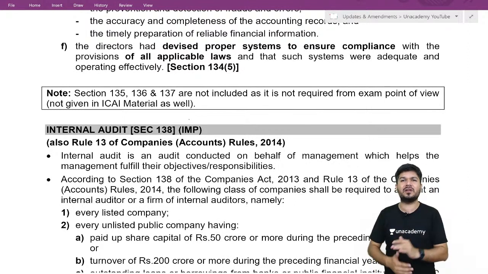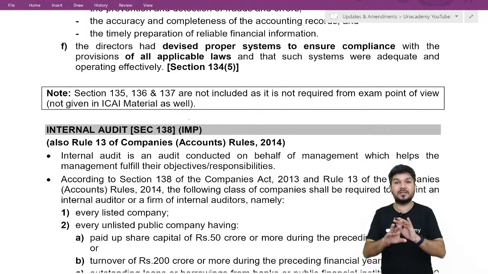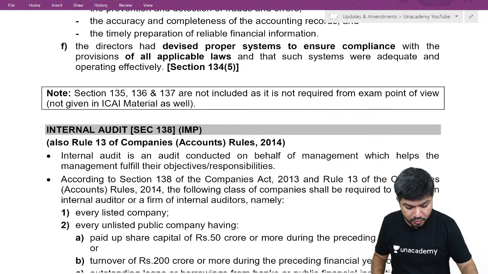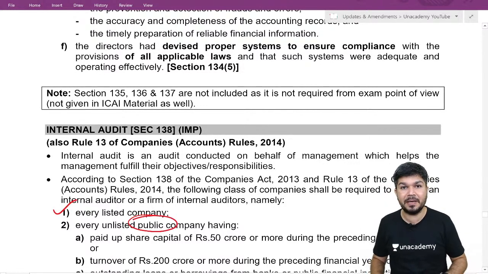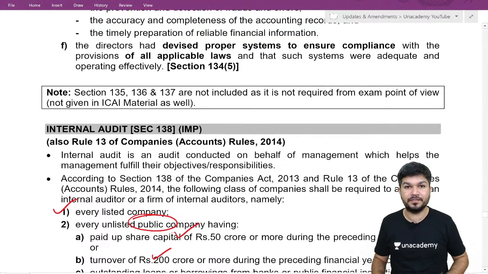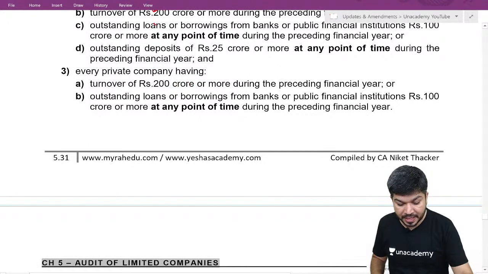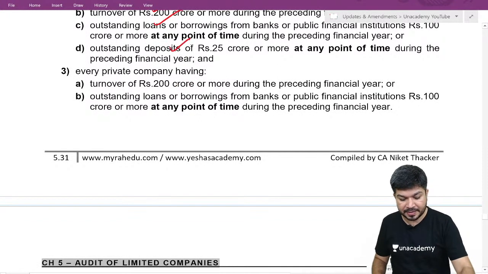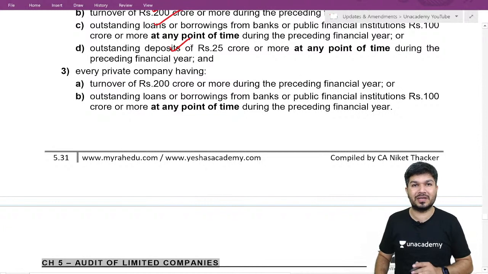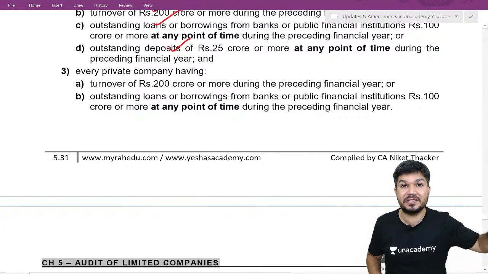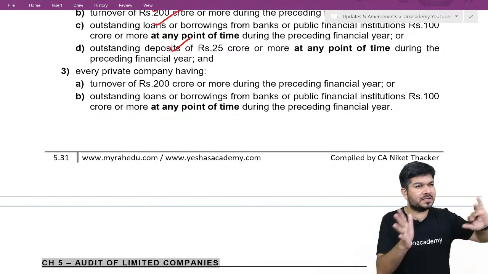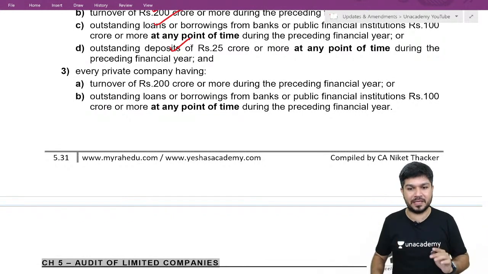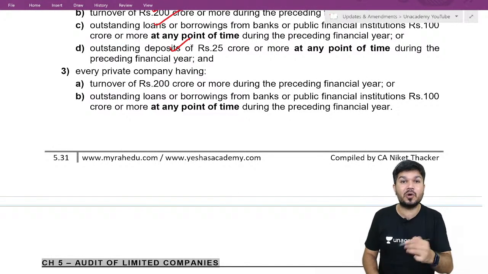Now, sir, whether this internal audit is mandatory for all companies, the answer is no. It's applicable to, one, listed companies, and unlisted public companies having paid up capital of 50 crores or more, turnover of 200 crores or more, outstanding loans or borrowings of 100 crores or more, and public deposits of 25 crores or more. And so these limits are to be seen of which year? Last year. Limits of last year are to be seen. If last year these limits are crossed, this year internal audit is applicable, and any of them. In between, the word is or.